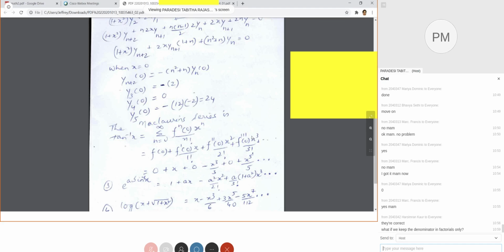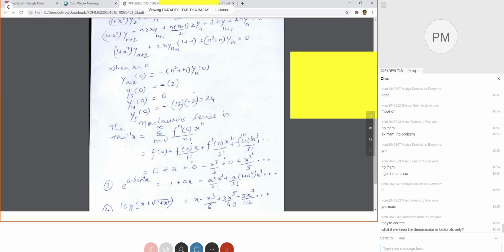What if we keep the denominator in factorials only? Yeah, go ahead, keep it as it is. No problem. Only because we were getting numbers in the numerator also, we cancelled out and got rid of the factorial. Our derivatives were coming as -2, 24 and so on. We simplified and then we wrote it as it is.